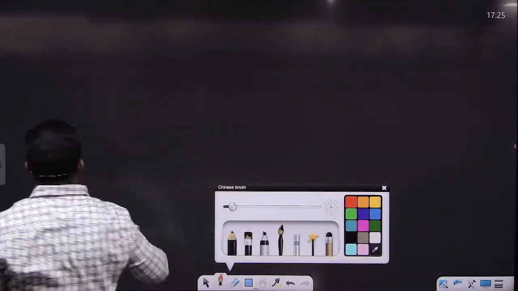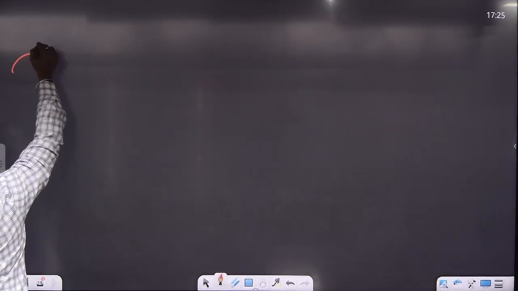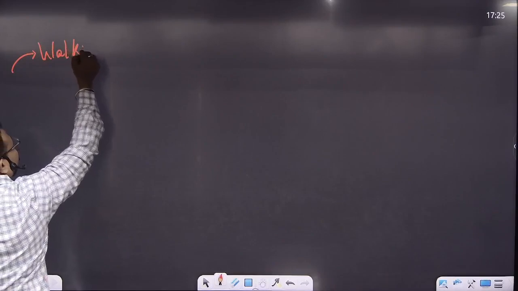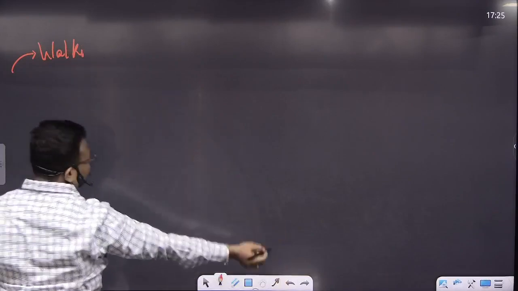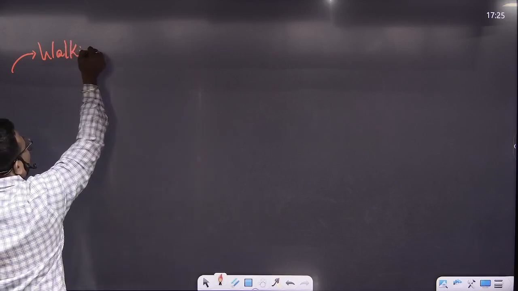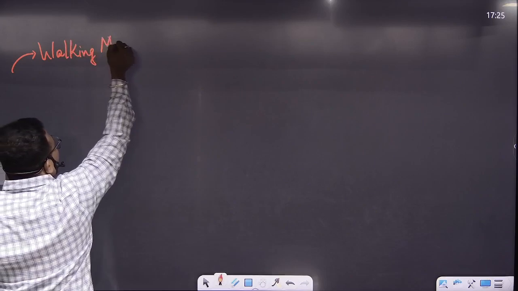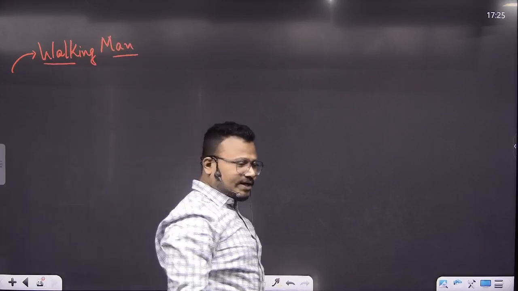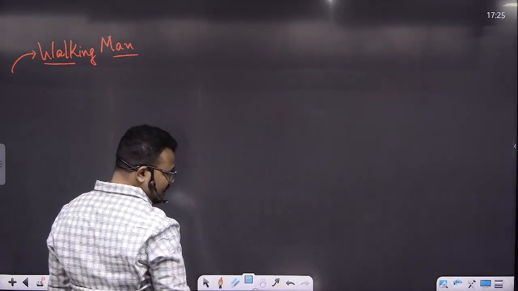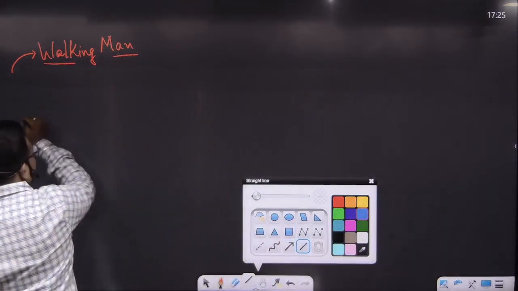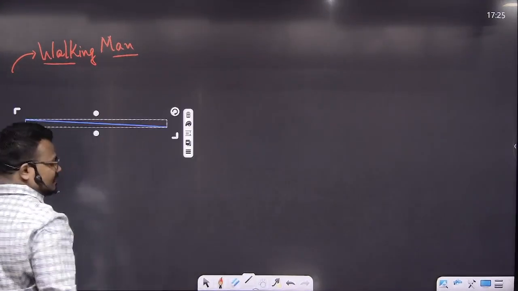Walking man. We will write it as a walking man. A beautiful concept it is. And we are moving in a horizontal path. Like this is the horizontal path I am making for you. Like this I have made it.